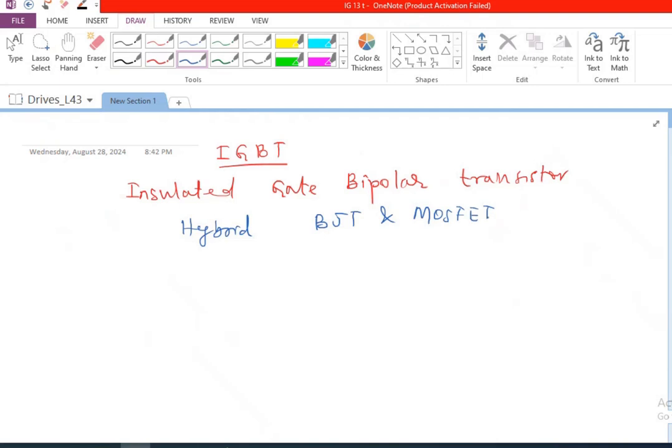So if you actually look at BJT, BJT can turn on, it requires a high gate current or high base current.